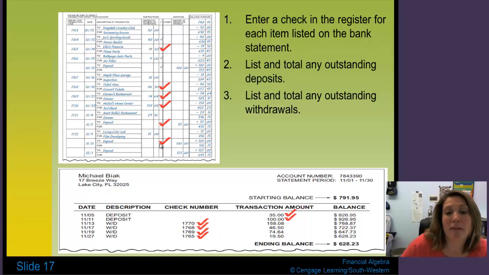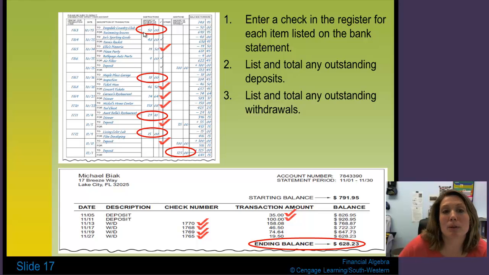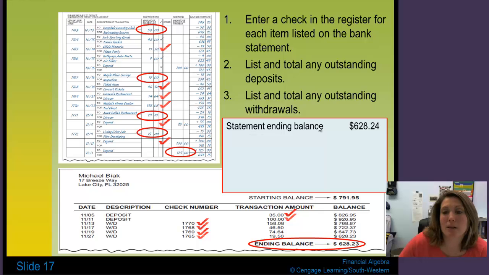Everything else that we haven't checked off, those are our outstanding ones. Okay, so our outstanding one of $125, our deposit, and then here are our 4 outstanding checks that still haven't been deposited by the person that they were written out to. So we take our statement ending balance of $628.23, oh, and I have a mistake right there.